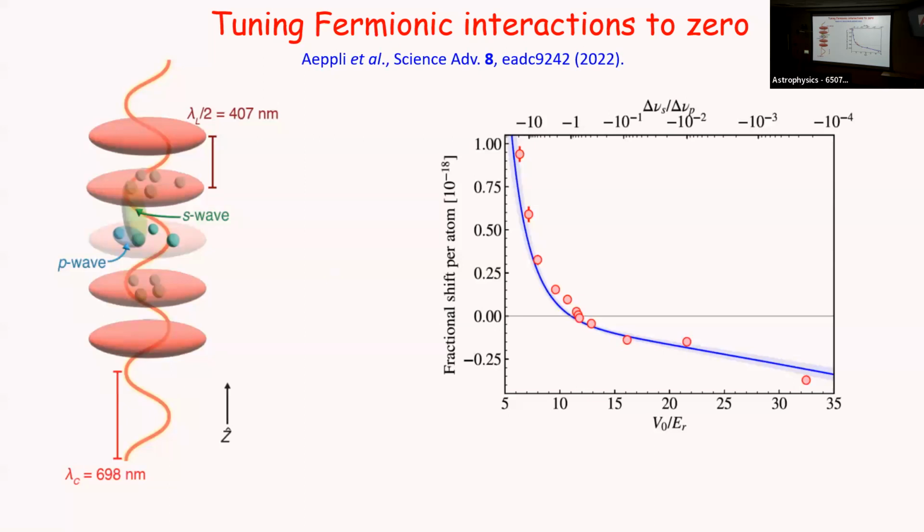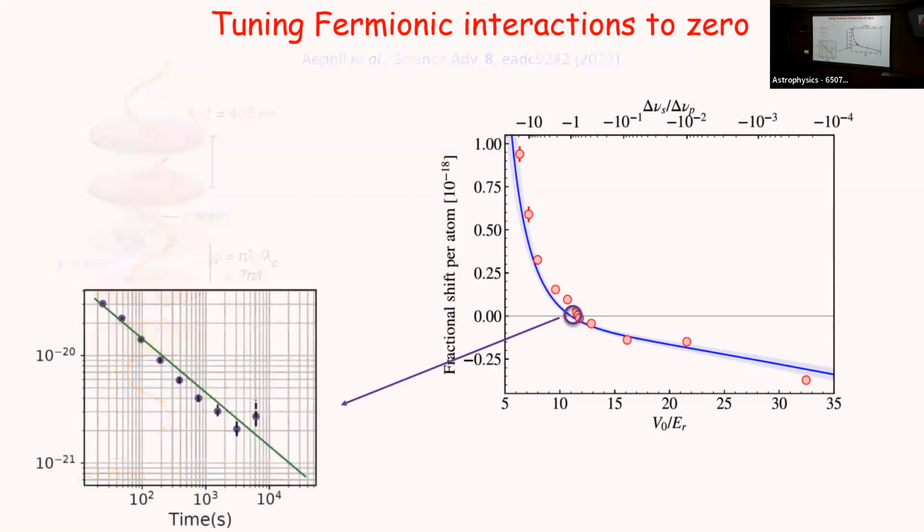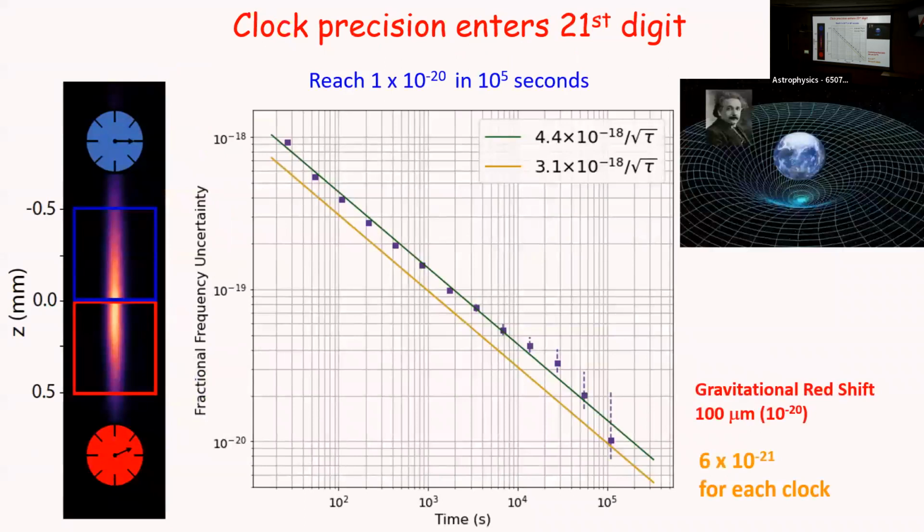And in fact, how zero that is, we always like to find out when you say it can be zero. So how good is that zero? It can be as good as 10 to the minus 20 level, the interaction can be tuned to zero. So with all this set up, now we can start to test the so-called redshift. You can think of the upper half as one clock, the lower half as another clock, and just do a clock comparison. And this goes all the way down to the minus 21 or so.